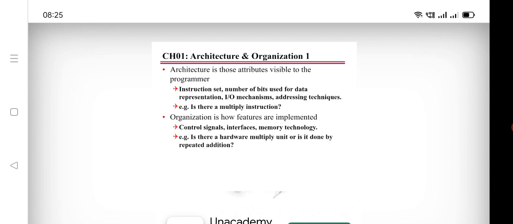Architecture comes with the software part, where you deal with your instruction set, how many bits the data can be represented in, the I/O mechanism, and addressing techniques. Whereas in organization, we deal with the control signals, interfaces, and memory technology. These are your organization.